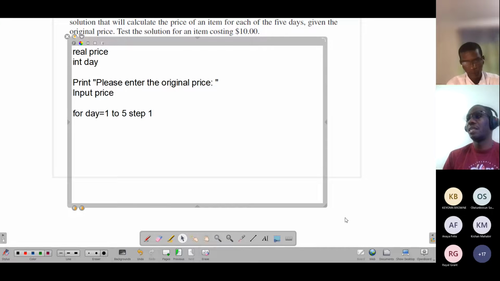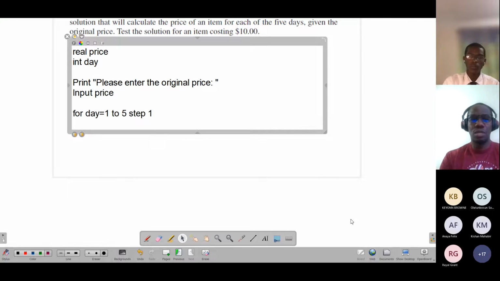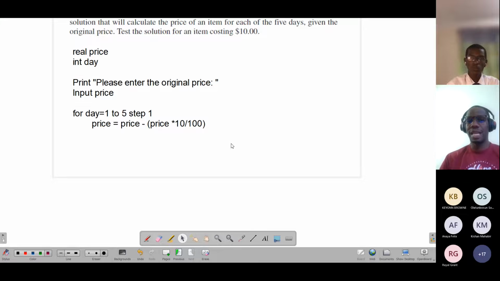Each day we want price to drop by 10% of its value. How do we get 10% of its value? We could either multiply price by 0.9, or we could multiply price by 0.1 and minus it from price. So we can say each day that price is equal to price minus price multiplied by 10 over 100. The price goes down by 10% each day.